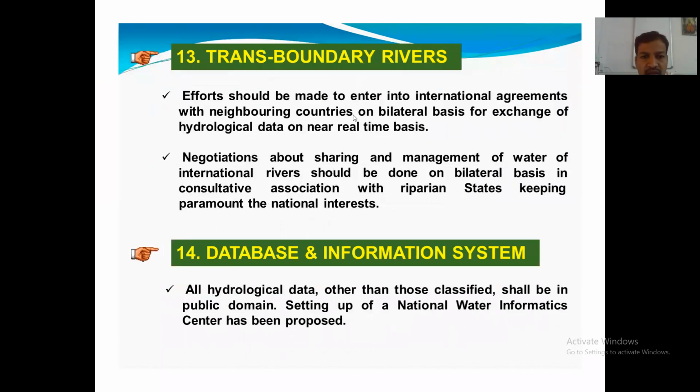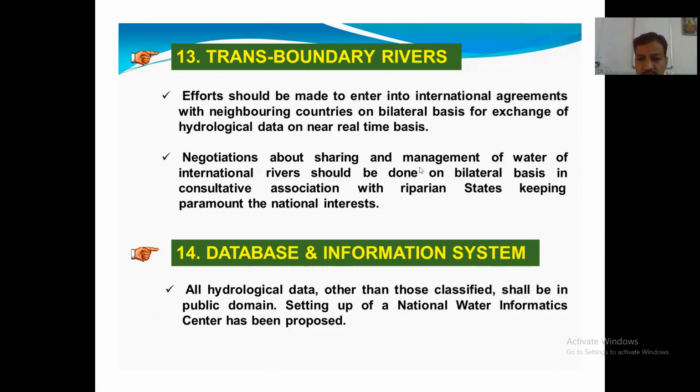In research, transboundary rivers, database information system. Although hydrological data is to be collected, an information system should be formed. For transboundary rivers, some effort should be made to enter into international agreements with neighboring countries for the exchange of the hydrological data for the effective distribution of the water management.